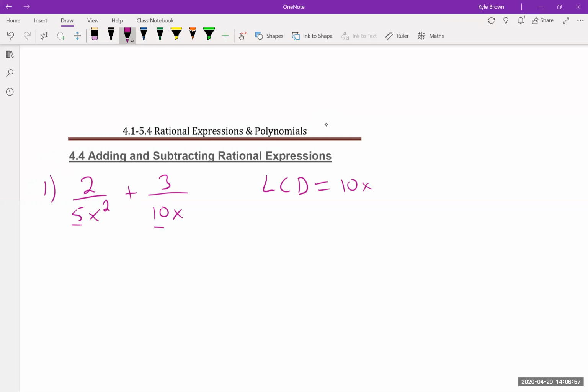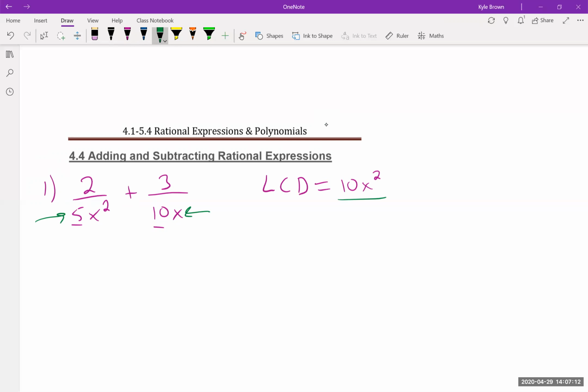So it's got to be 10x squared is what we're after, right? So that's what I want to turn this guy into. I want to turn that 5x squared in the denominator into 10x squared, and I want to turn that 10x into 10x squared, right?